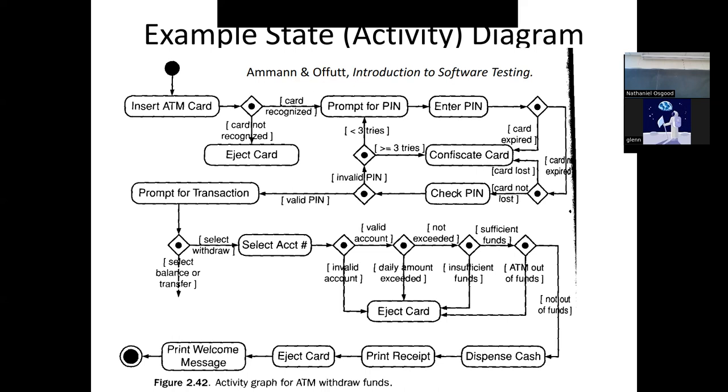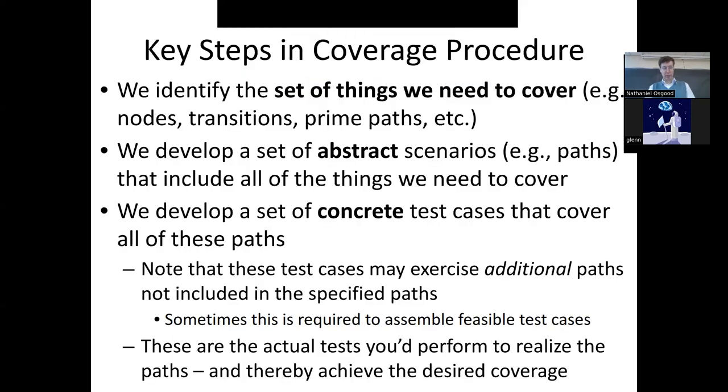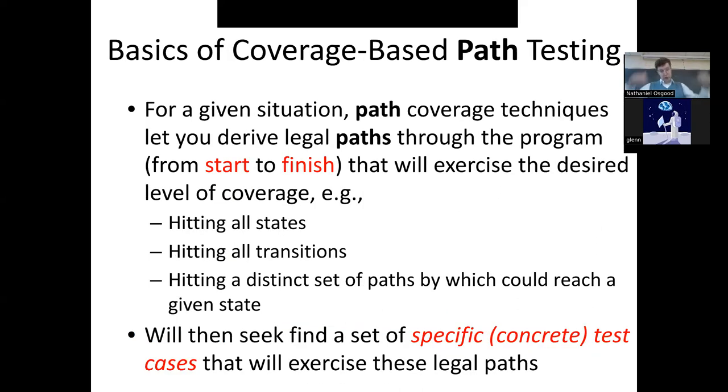You got that sense? Okay, keep that notion in mind, because we're going to take it further. It's not just going to be edge-based testing versus state-based testing or node-based testing. It's going to be prime path versus edge-based testing, for example. Okay. So remember our key steps. We're going to enumerate the things you want to cover: states or transitions or prime paths. And then we're going to figure out abstract ways from start to finish that will hit all of those, hit all the transitions, for example. And then we're going to figure out particular concrete paths that will make us go those specific paths.